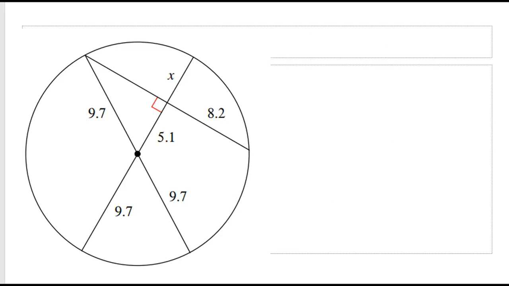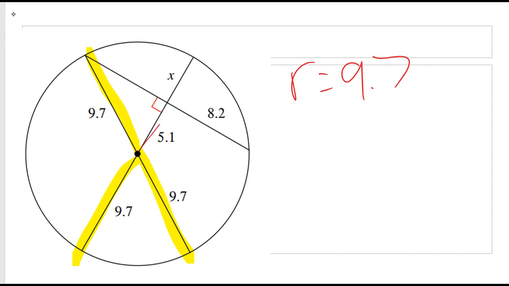Alright, so let's look at this. You're given a lot of numbers here. You're given 5 different numbers, and you're looking for another one. But look right here, guys. The first thing you should notice is this. I have this, this, and that. Those are all the radii, and they're all the same number, 9.7. So the radius equals 9.7.